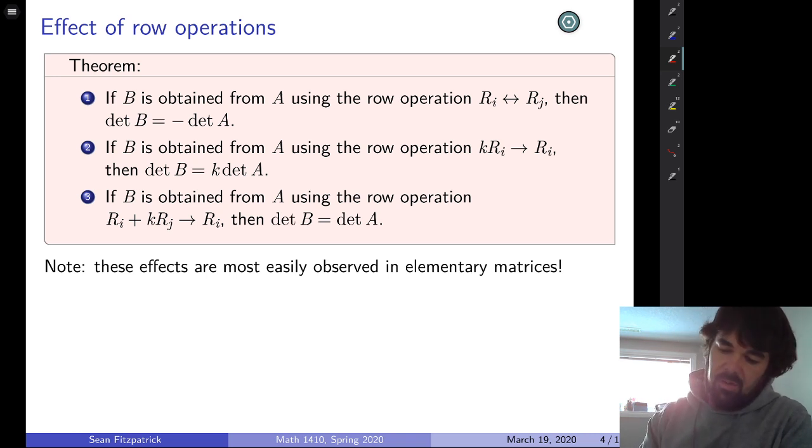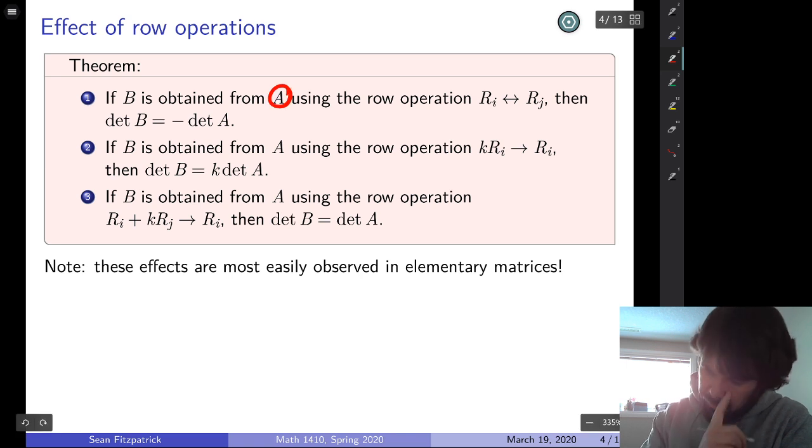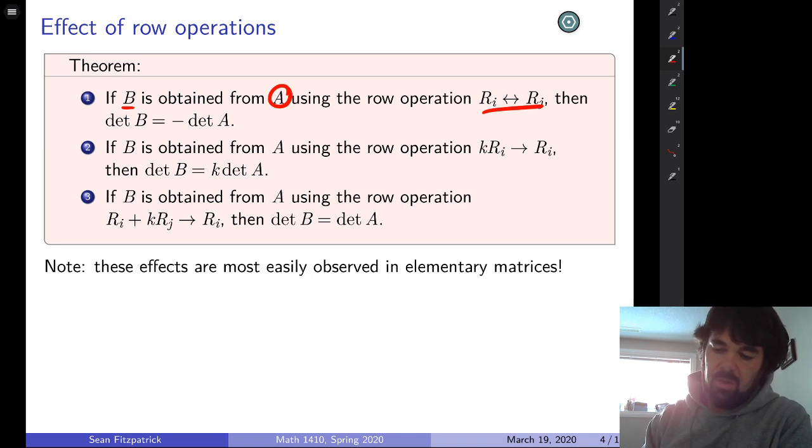So the idea here is you're always starting with A, and then you do a row operation, and that gets you to the matrix B, and it says what happens. If you swap two rows in the matrix, the determinant is going to change sign. If you start with A and you multiply a row by a scalar, maybe because you're trying to create a leading one, then the determinant gets multiplied by that same scalar.